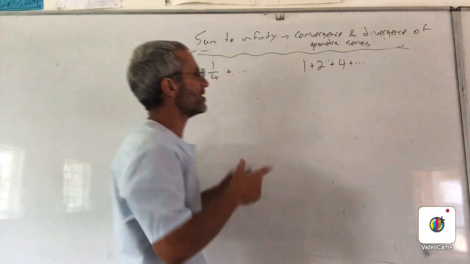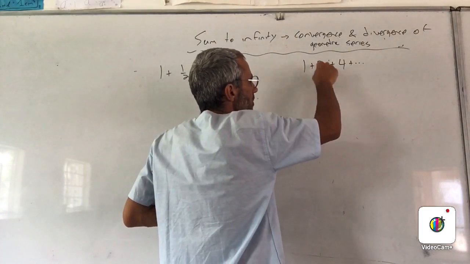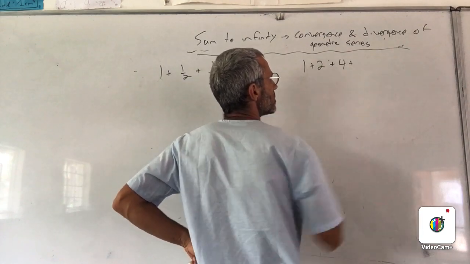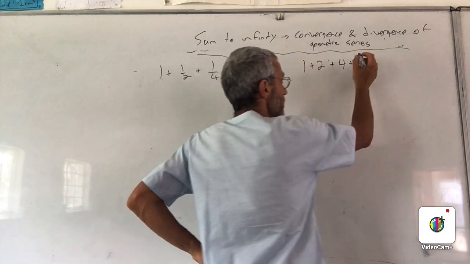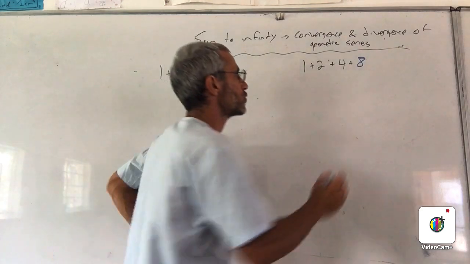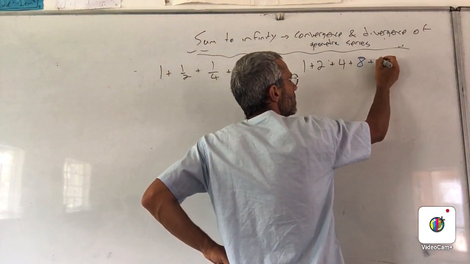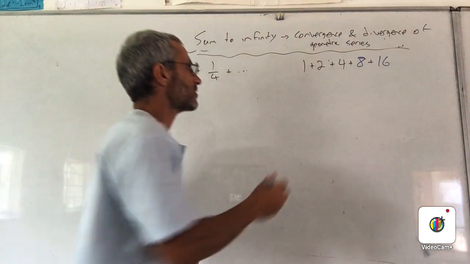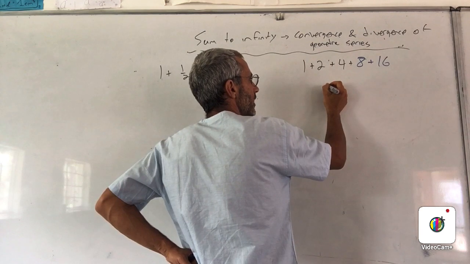Let's start maybe with this. This is a bit easier. 1 plus 2 plus 4. What will be the next term? Remembering it's a geometric one, so we multiply every time by 2. So the 8, and then the next one? 16.